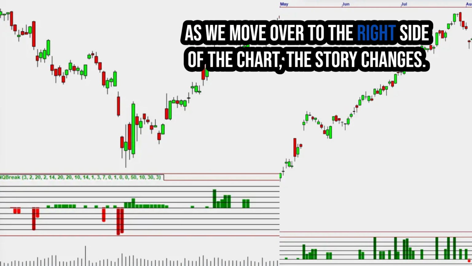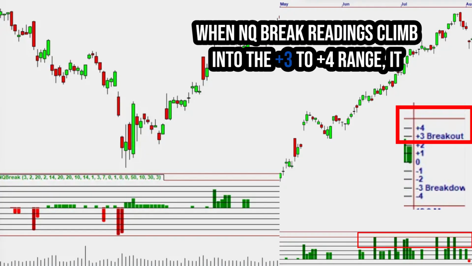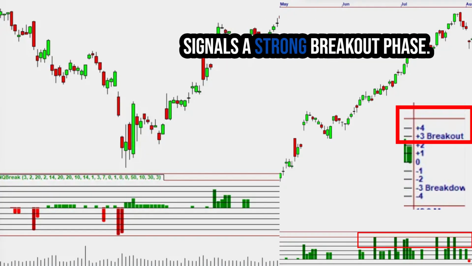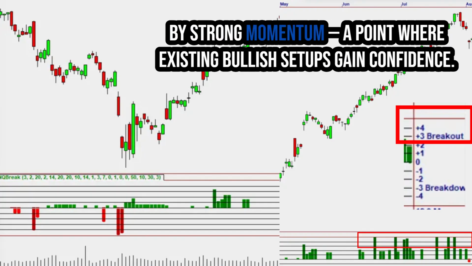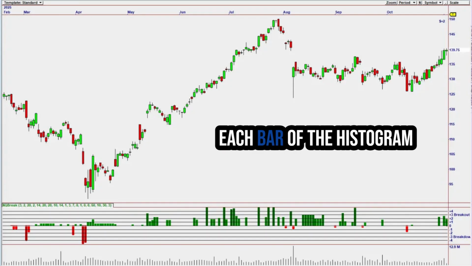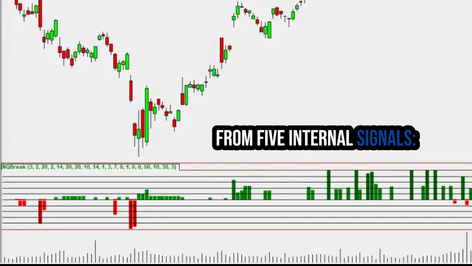As we move over to the right side of the chart, the story changes. When NQ Break readings climb into the +3 to +4 range, it signals a strong breakout phase. This is when the indicator confirms that the breakout is genuine and supported by strong momentum, a point where existing bullish setups gain confidence.